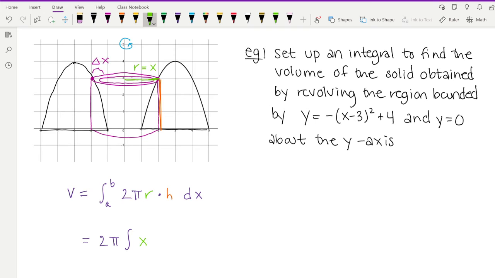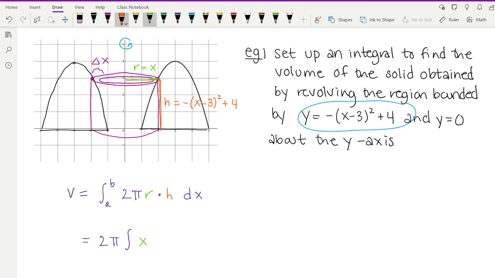For example, if we plug in 2, that's the radius we have in this specific example. If you plug 2 into this equation, you would get negative (2 minus 3) squared, so that would be negative 1 plus 4, and that would give you 3, and that's exactly the height we have here. So the height is just going to be determined by the function, by plugging whatever x value you're choosing to draw your cylinder at into the function to find the height.